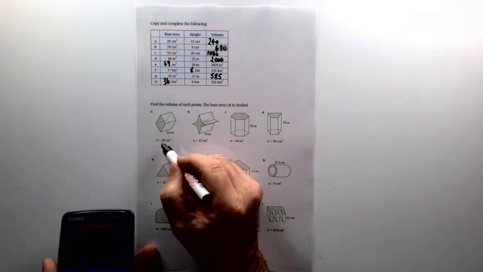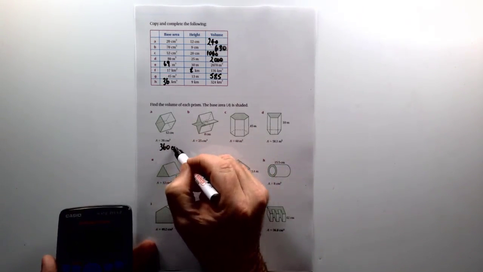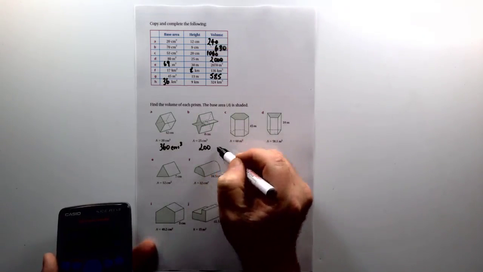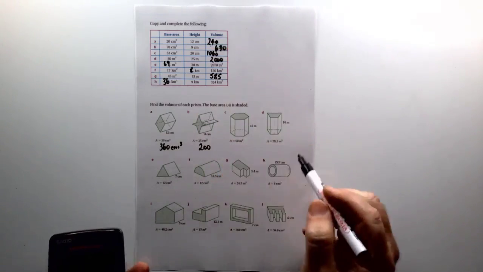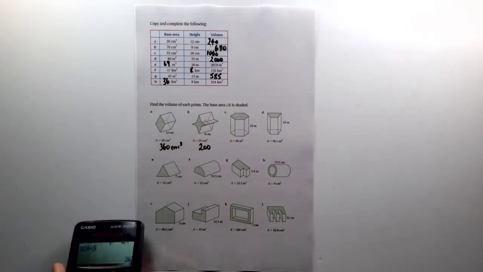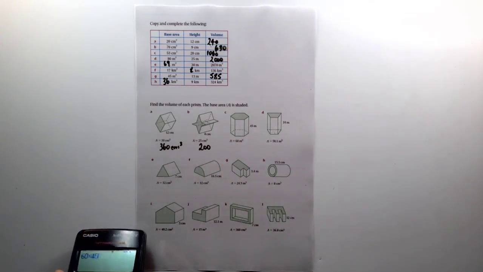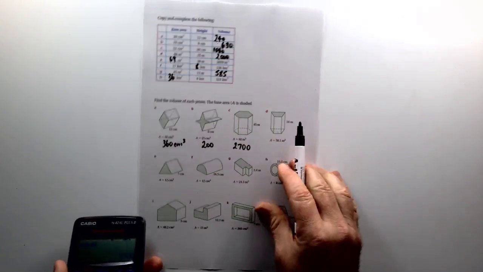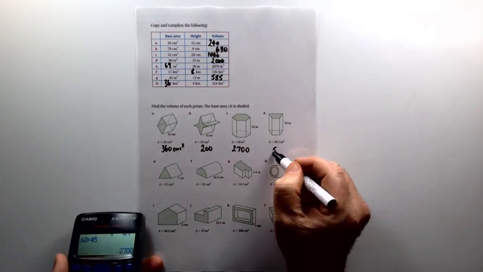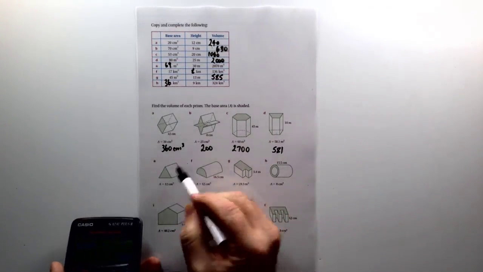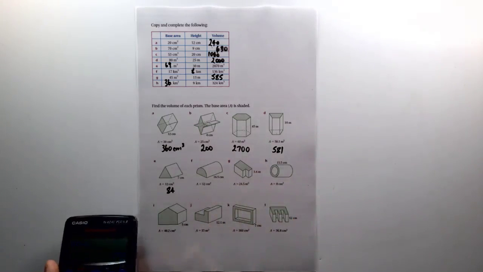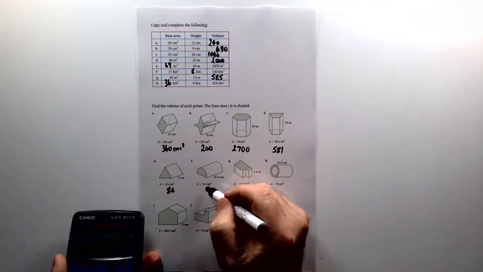So 30 times 12 is 360 cubic centimetres. 25 times 8 is 200. Again, I won't write the cubic centimetres, but that's what they are. 60 times 45, let's go to a calculator there. So we've got 2,700. 58.1 times 10, well that's just 581. 12 times 7 is 84. 12 times 16.5, is that 198?